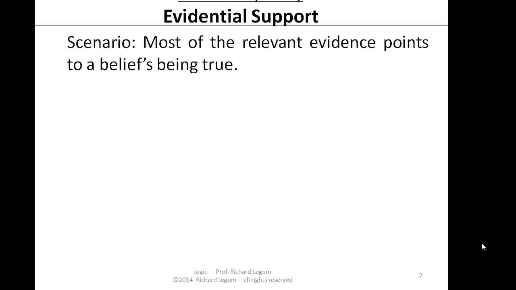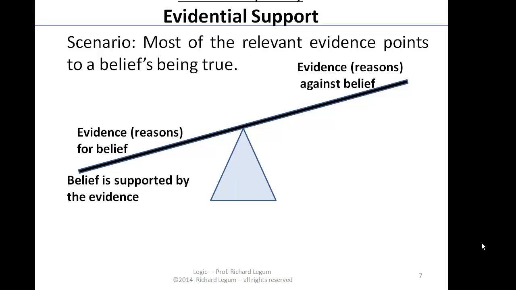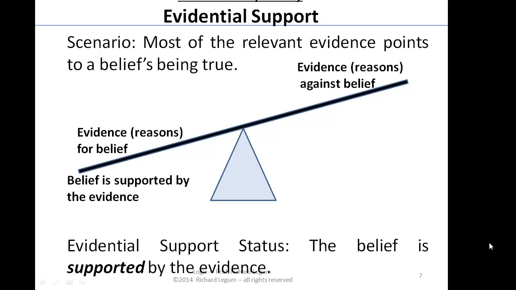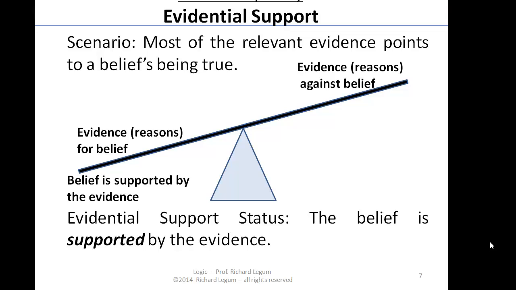Let's go through a couple scenarios to get an idea and a deeper understanding of what's involved in evidential support. First scenario, let's say most of the evidence that we have points to a belief's being true. Well, look at this, a seesaw or scale. So here we have the evidence, the reasons for belief are on the side of the belief being true. It's weighing down the scale. In that case, the belief is supported by the evidence. And what we'd say about the status of the evidential support is that the belief is supported by the evidence.